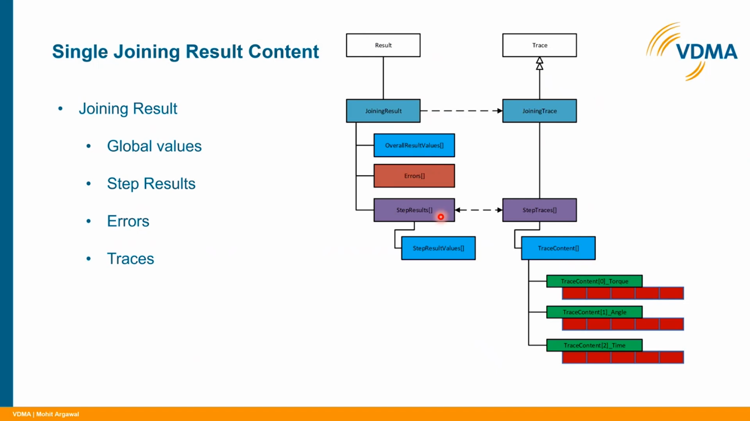Those can be reported as part of overall values. If there are 4 steps, each step can report different values. Each step will have a torque value or an angle value or a time value, etc. So all those are encapsulated as part of step results.